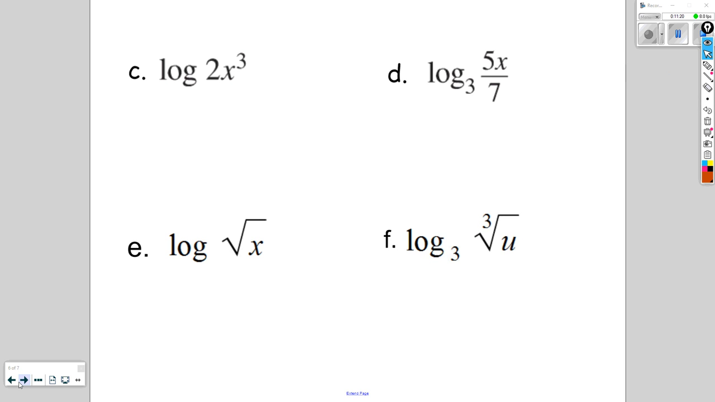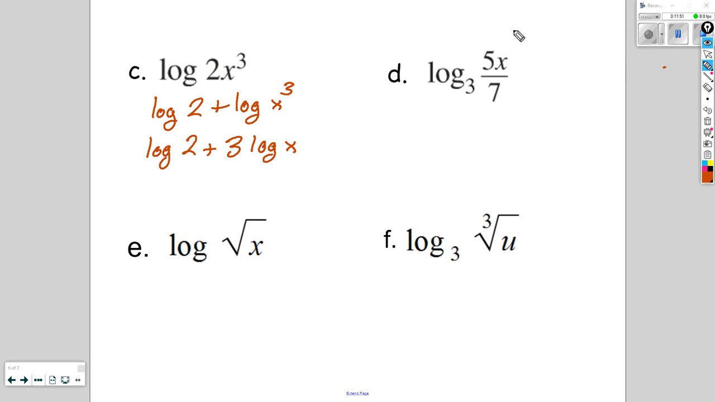Part C is not actually trickier than the ones that we've done so far. So first thing that we would want to do is maybe separate it using product rule. So log of 2 plus log of x cubed. And remember that base is 10, and the base is 10 for each one of these that we write down as well. Now use the power property. So we have log of 2 plus 3 times log of x.